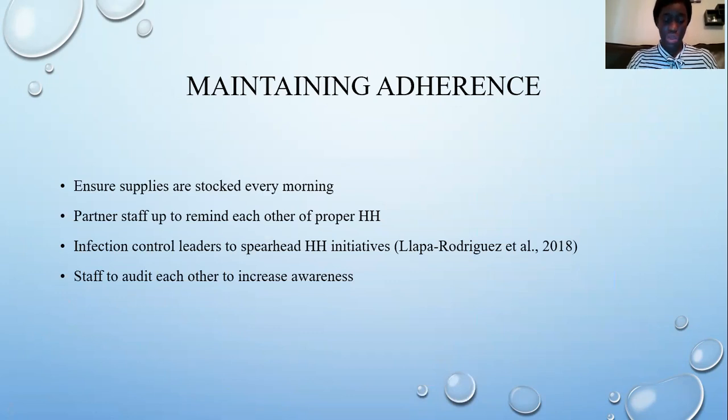Infection control leaders can be assigned among the staff that can spearhead hand hygiene initiatives, such as 2-minute educational talks or non-monetary incentives for the teammate that has the best hand hygiene for that week. Staff can also be assigned to perform audits on other staff members to help them realize which areas of hand hygiene need the most work, and in that they can be mindful of their own hand hygiene practices and know where to improve.